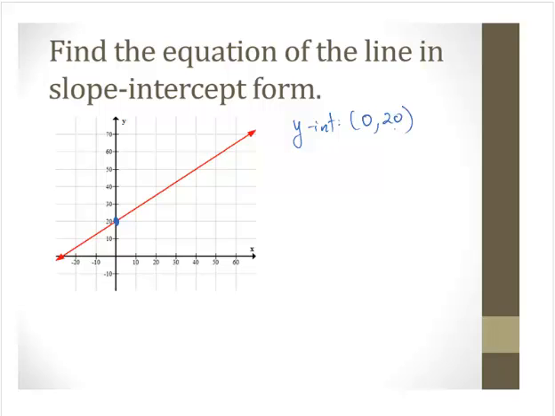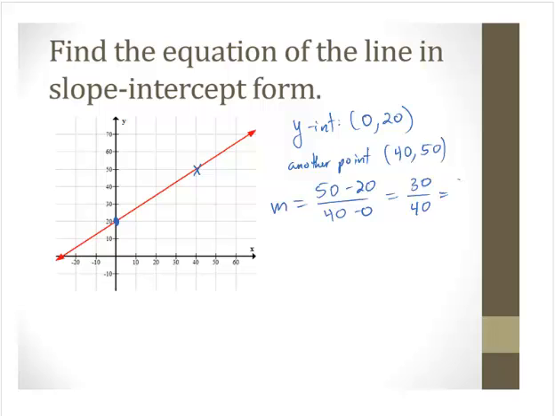And now I just need to find some other point. Here's a good point. So we have another point at 40, 50. So now I can calculate the slope. M would equal 50 subtract 20 over 40 subtract 0, which is 30 over 40, or 3/4, or if you want a decimal, 0.75.